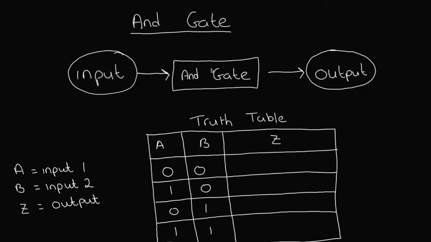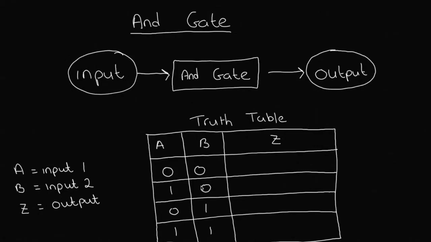So if we go and jump into this, we can see that we will only get a true value, so we will only get 1 as our output if both of the inputs are true. So if 1, 1, we can see these are both true, so this will result in a 1 or a true value as an output. Now with these other inputs here, they're not both 1.